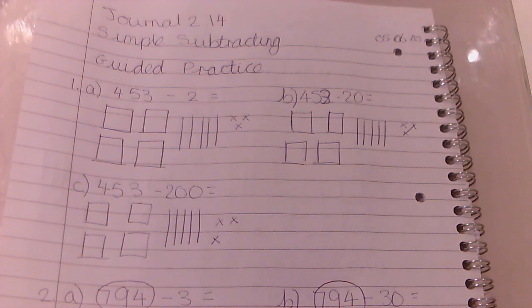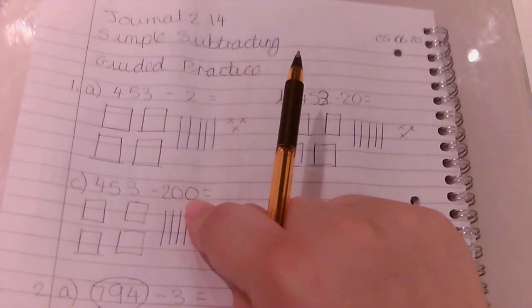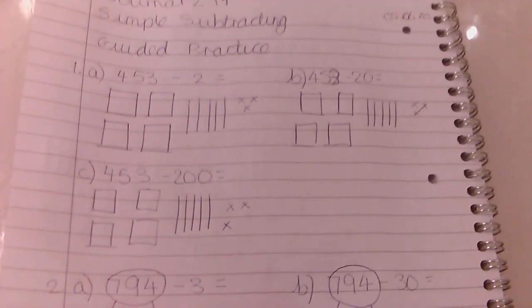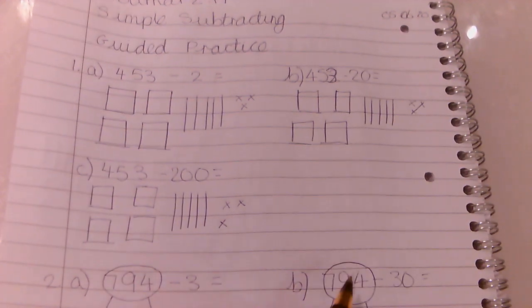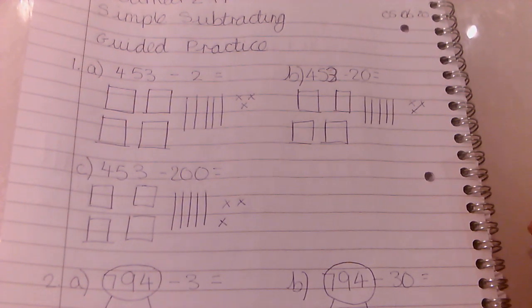And today we're going to be still doing subtracting. We're going to be subtracting 1-digit numbers, 2-digit numbers and 3-digit numbers today. I'm not going to use number lines today. We're just going to use drawing base 10 and number bonds. But you can still use number lines if you want to.